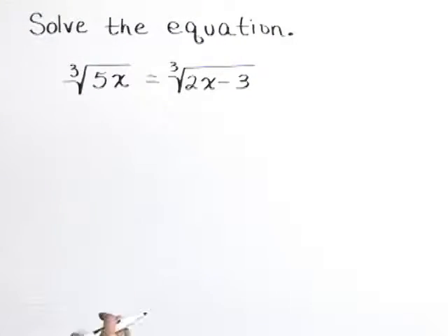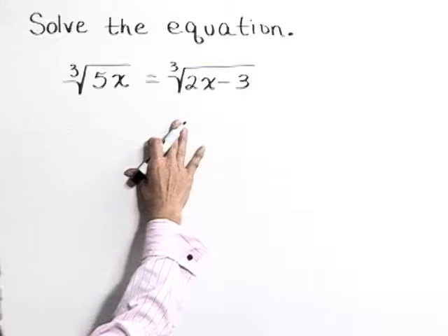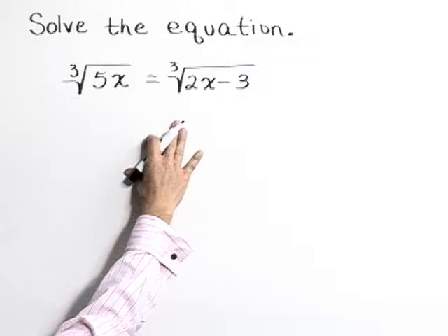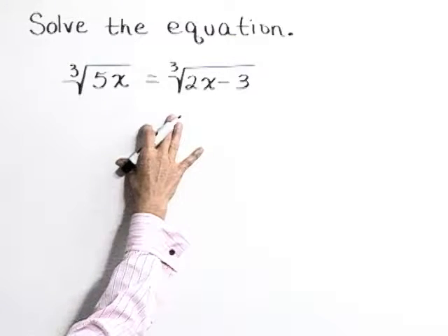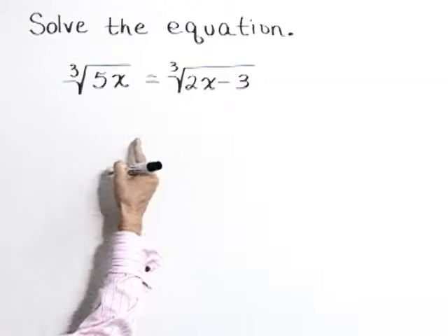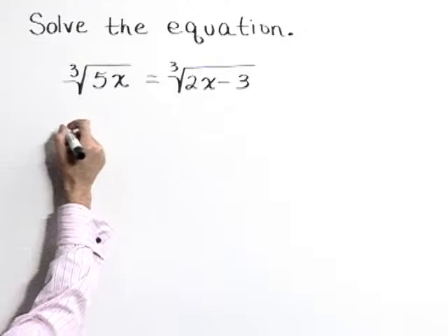Solve the equation. The cube root of 5x is equal to the cube root of 2x minus 3. In order to solve, we need to get rid of these cube roots. We'll do that by cubing both sides of this equation.